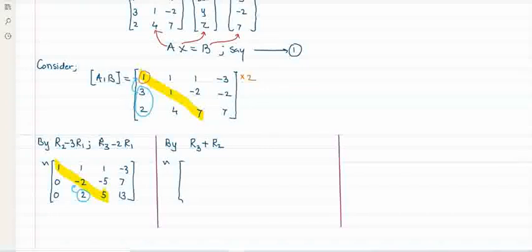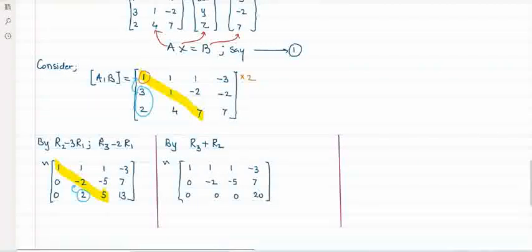First row no change: 1, 1, 1 and minus 3. Second row no change: 0, minus 2, minus 5, 7. Addition of these two: 0, 0, 0, and 20. Is it right? Now, first condition. This is a diagonal entry. So for the echelon form, the elements below diagonal must be 0.